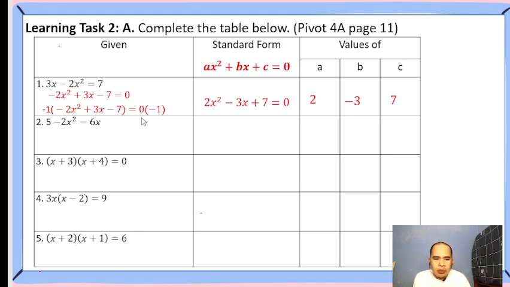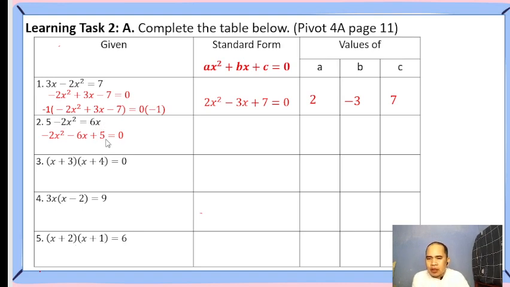For number 2, we have also 5 minus 2x squared equals 6x. So, again, ang ating quadratic term ay nasa gitna at ang ating linear term ay nasa kabilang side. So, i-arrange lang natin. Ilalagay natin ang quadratic term sa unahan. So, negative 2x squared. Si linear term natin, ililipat natin into the other side of the equation. So, naging negative 6x plus 5.